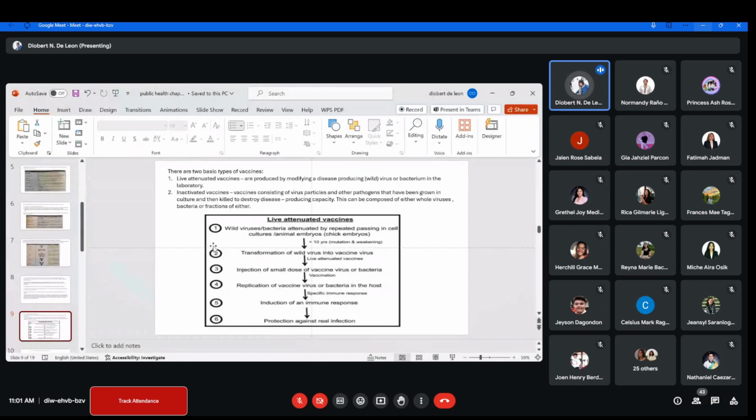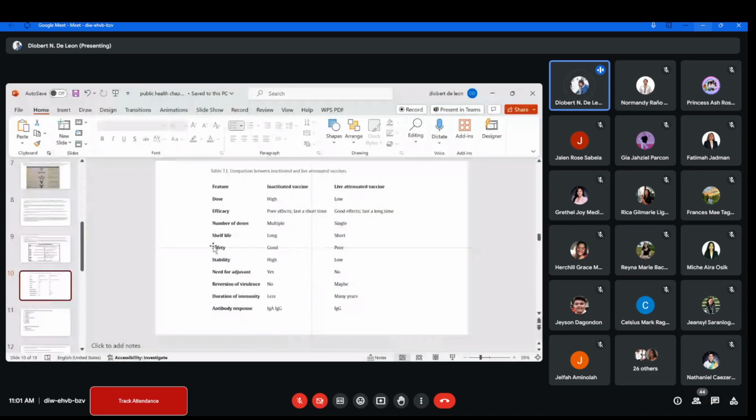Okay, number three, injection of small dose of vaccine virus or bacteria, so this is vaccination. Then replication of vaccine virus or bacteria in the host, a specific immune response, and the induction of an immune response, and lastly, protection against real infection. So that's your live attenuated vaccines.